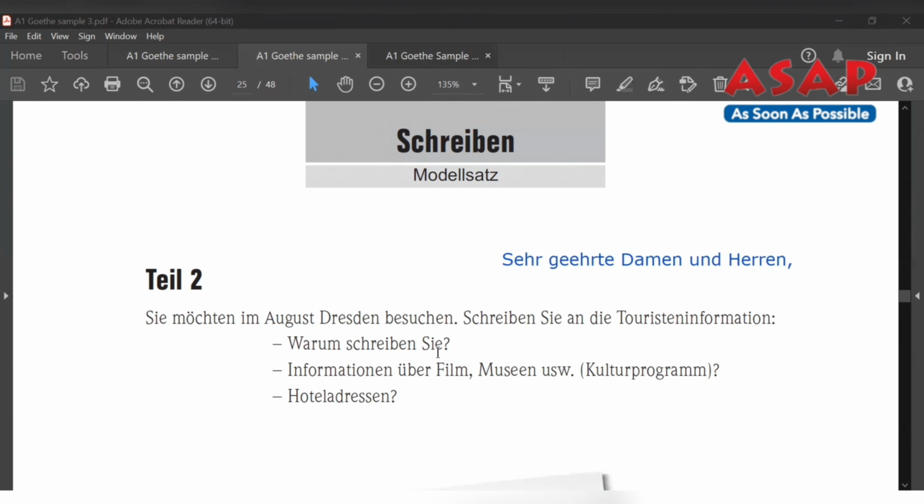Now, why are you writing? Warum schreiben Sie? Informationen über Film, Museen und so weiter. Kulturprogramm. You can add a few more points. And hotel address. So you have to cover these 3 points. Now I will not give any ideas. Let's see how you do that and read others' emails as well in the comment box. So that's it, and you can pause it here. You can write and share the answer in the comment box, and then we will go to sample question paper 3.